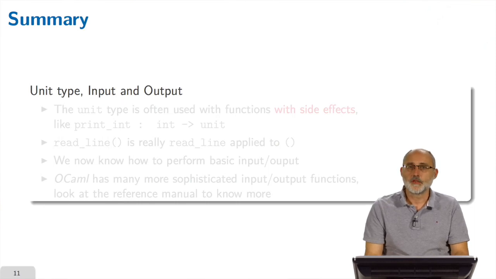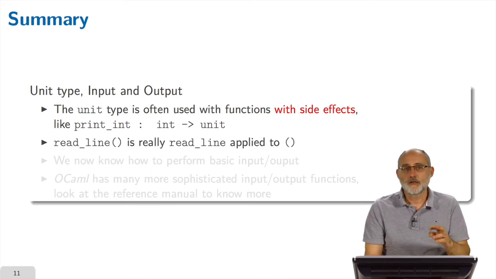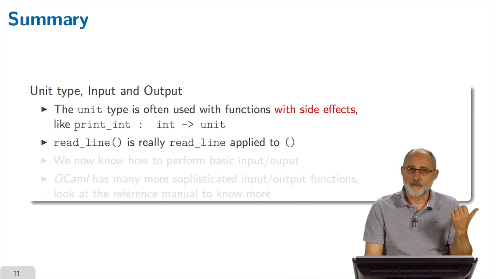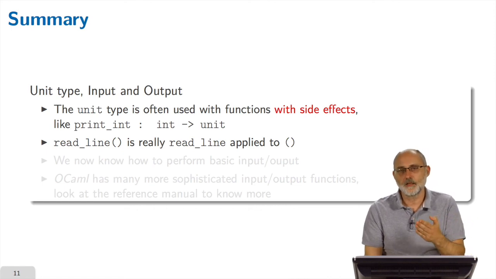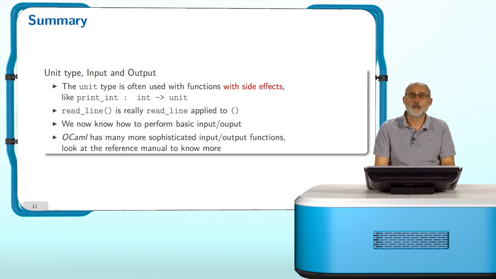To sum up, we have discovered the unit type and input and output functions. So unit type, as soon as you see it, in general, you suspect there is some side effect going on. It is often used in functions with side effects. When you see something like read_line, open parenthesis, close parenthesis, coming from other programming languages, you could think this is a function with zero parameters. It is really a function with one parameter that happens to be of the unit type. And now we know how to perform basic input-output operations. But if you want to know more, do not hesitate to look at the reference manual for more information.